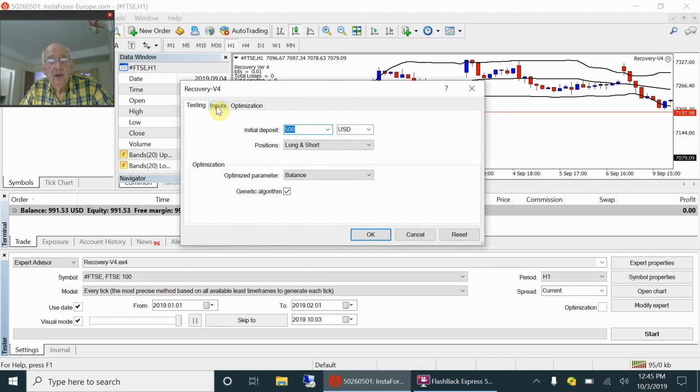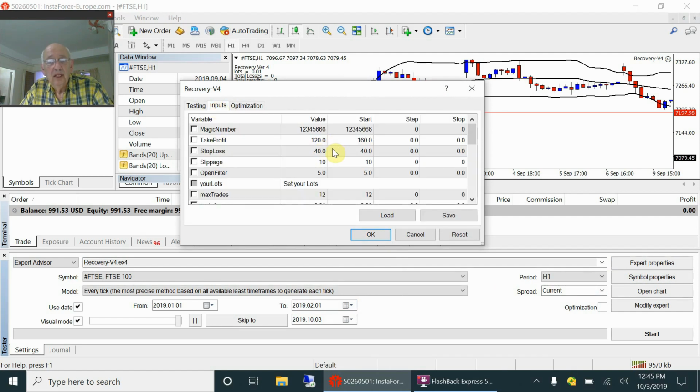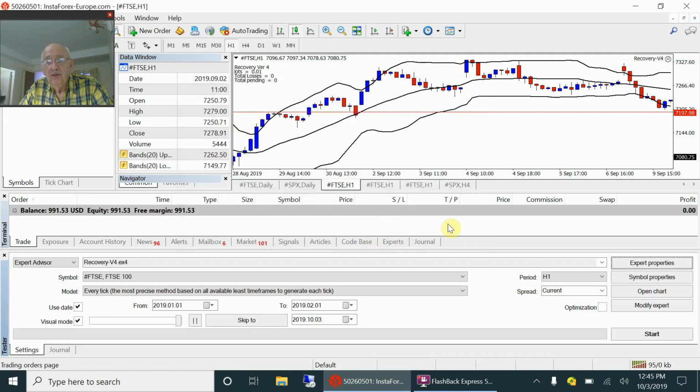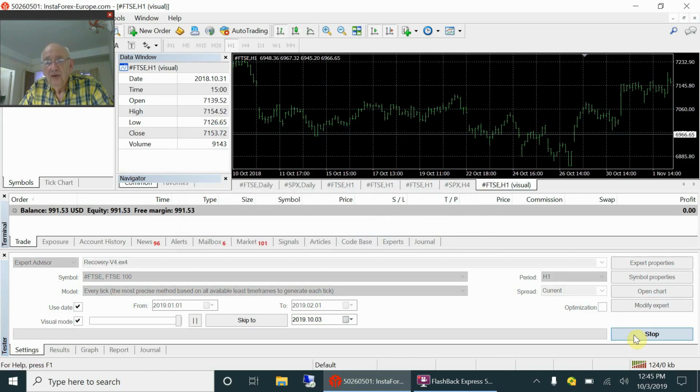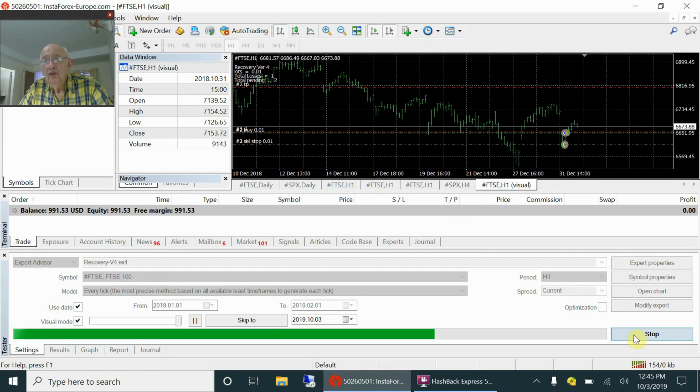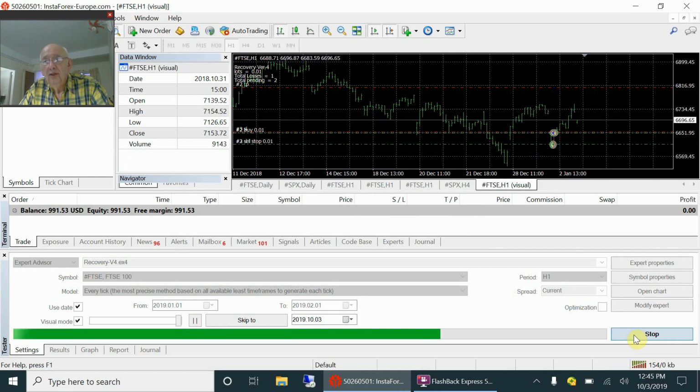All these settings are 100% correct over here. Oopsie, 120, it should be 160. 160, righto, and 40 all the way through, righto. Now, okay, let's run it, and we see the results that we are going to get. As you can see, it is placing the trades.